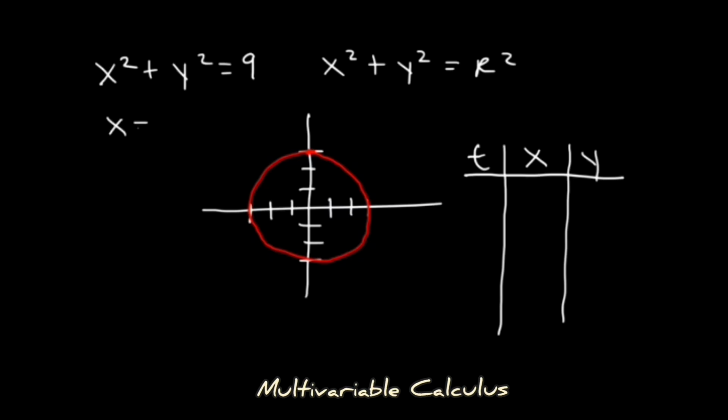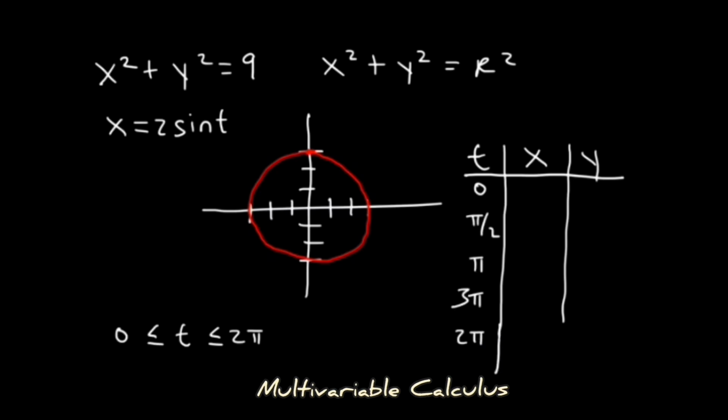And we said that x is equal to 2 sine t. So let's start with that equation, and keep in mind t is between 0 and 2 pi. So let's choose some common points like 0, pi over 2, pi, 3 pi over 2, and 2 pi. Sine of 0 is 0, sine pi is 0, and sine 2 pi is 0. Sine pi over 2 is 1 times 2, that's positive 2, and this is supposed to be 3 pi over 2, by the way. I forgot the 2 there. Sine 3 pi over 2 is negative 1 times 2, that's negative 2.